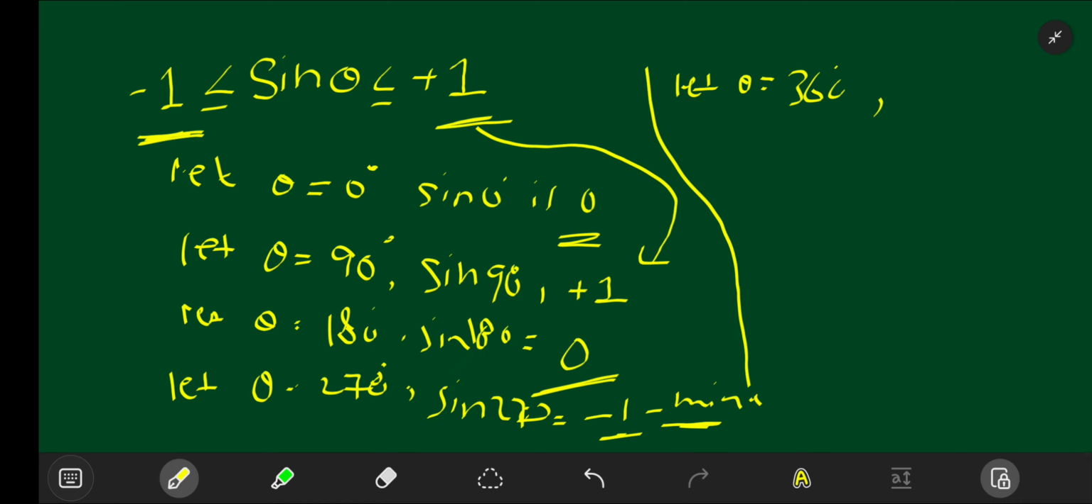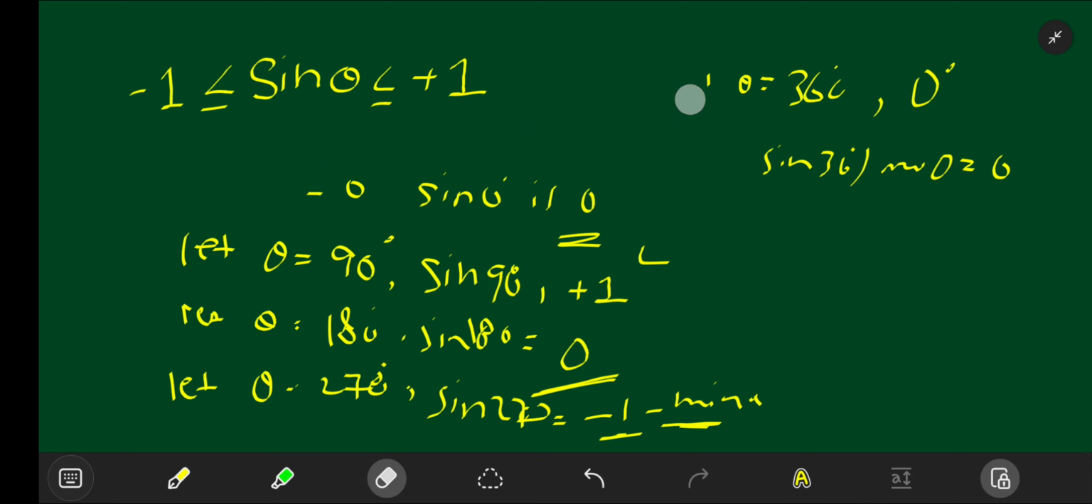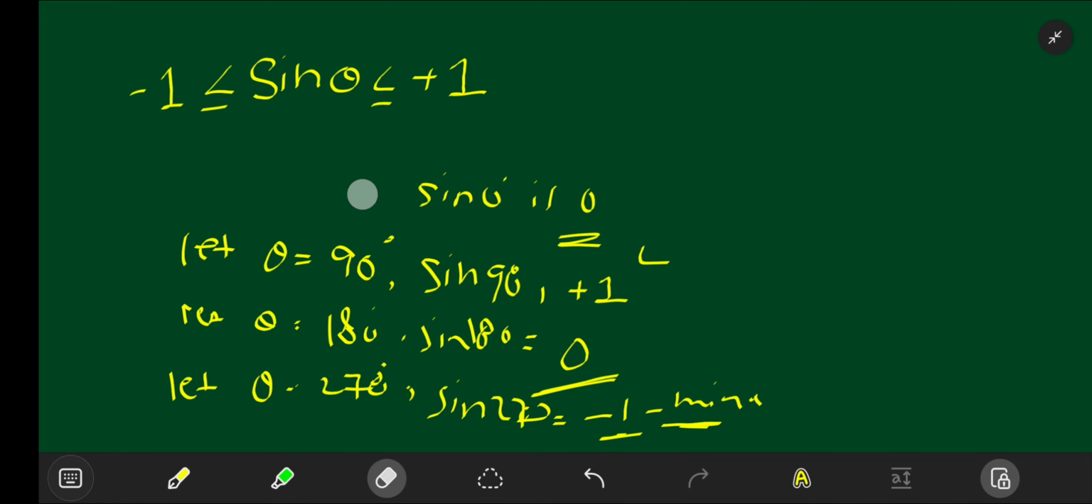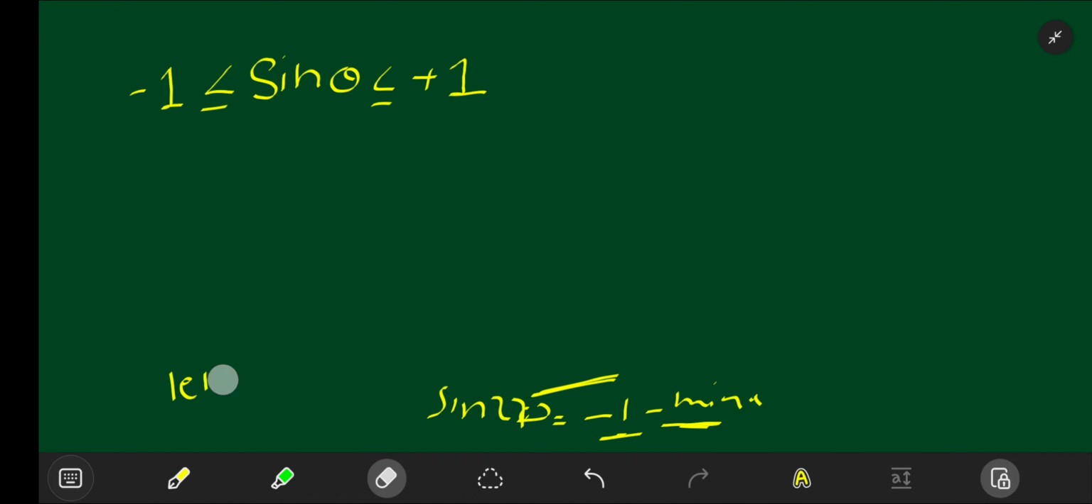This is also equal to 0 degrees. So sin 360 degrees or sin 0 degrees is equal to 0. That is also between -1 to +1. Hence, for sin theta values, if you take any angle at the place of theta, the answer will be between -1 to +1. That is the actual meaning of this range. Okay.